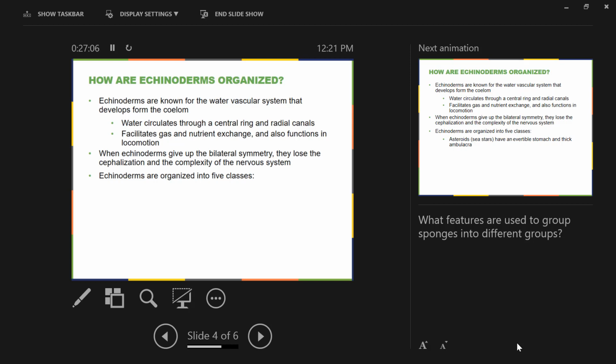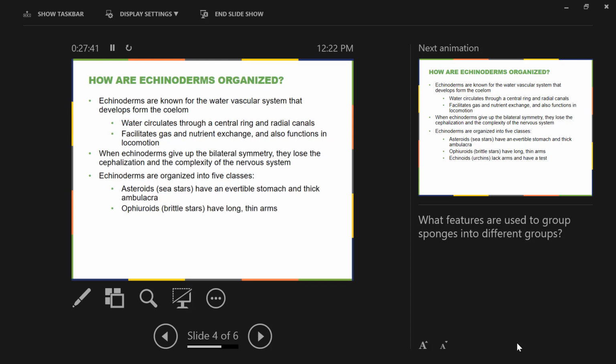All right, so 5 echinoderm classes. First, asteroids. The sea stars. Yes, spelled the same, very different meaning. Asteroids have an evertable stomach and thick, what are called ambulacra, these really heavy sections on the bottom of the animal. And that's where the tube feet are, lining these ambulacra. Okay, sea stars.